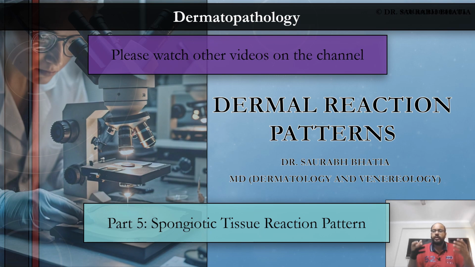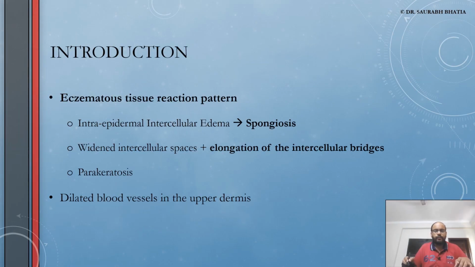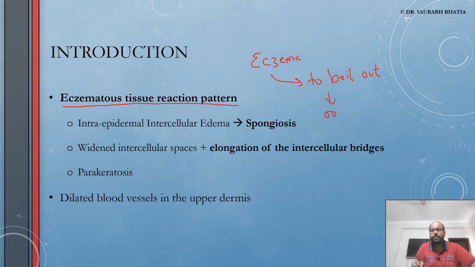So let's discuss the various pathologies that together show the features of spongiosis in a biopsy slide. And remember, since spongiosis can be a very non-specific feature in a biopsy, for example, psoriasis in earlier stages can show spongiosis, okay? So the presence of spongiosis alone should not be given that much importance. It should be taken in accordance with other features that you see on a slide. Spongiosis, along with multiple other features on the slide, actually helps you make a better histopathological diagnosis, okay? So without much further ado, let's start our discussion on the spongiotic tissue reaction pattern.